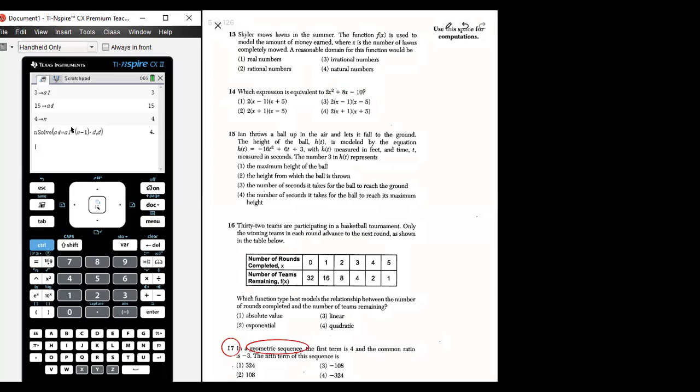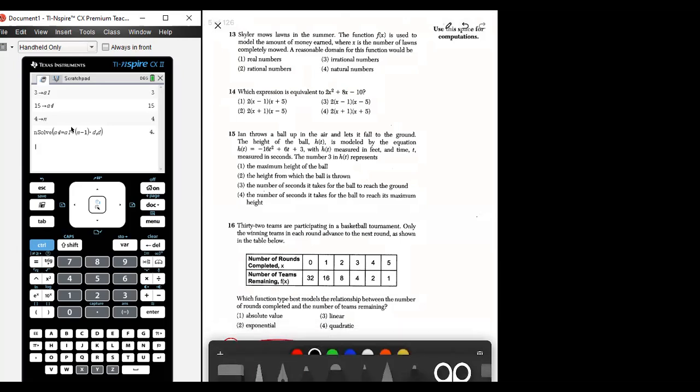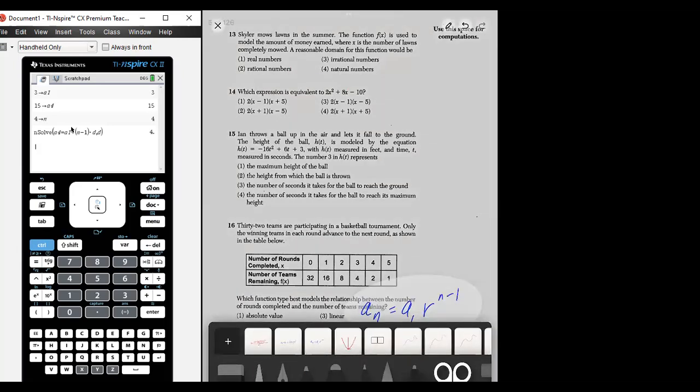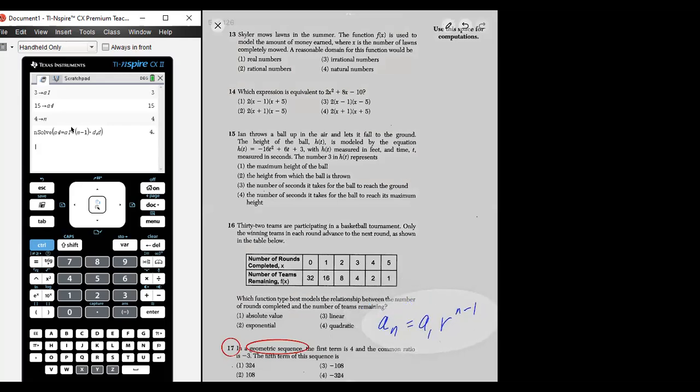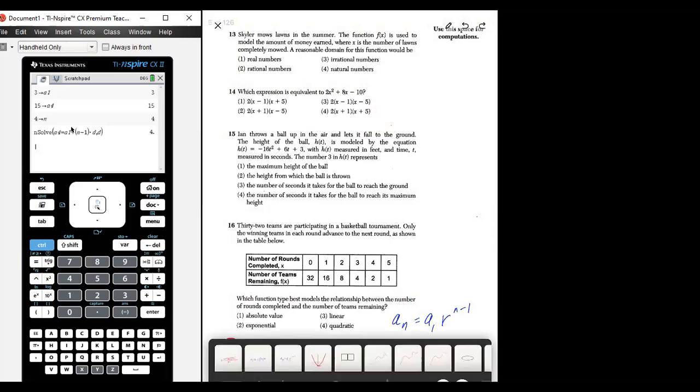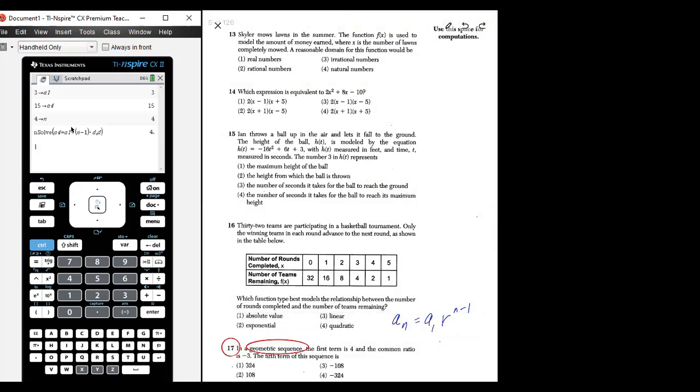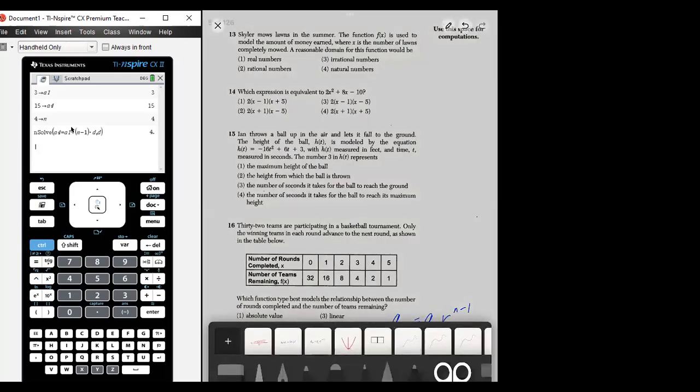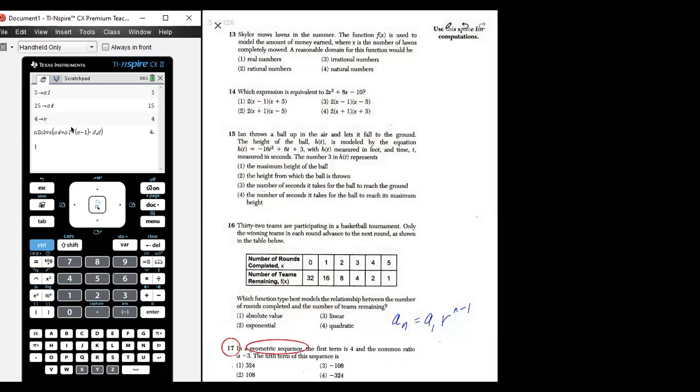So once we know it's a geometric sequence, we're going to go and get that formula. So this is the formula that we're going to need right here. And what we're going to do is solve, what are we solving for? We're trying to find the fifth term. That's what we're looking for. So we're trying to find the fifth term. They tell us the first term. They tell us what the common ratio is.